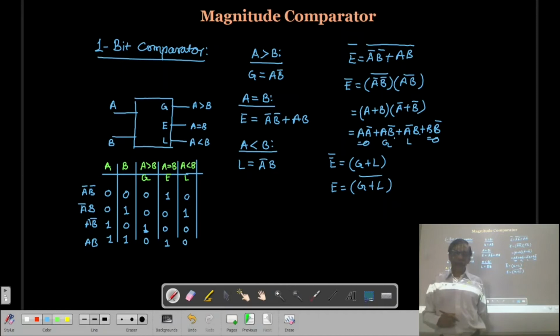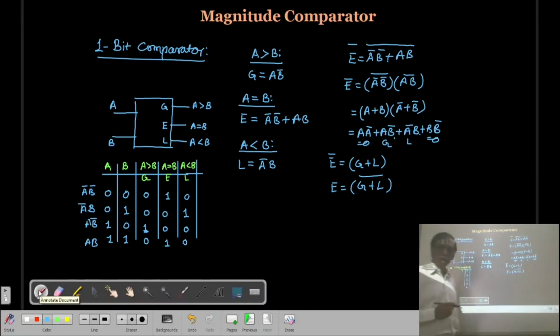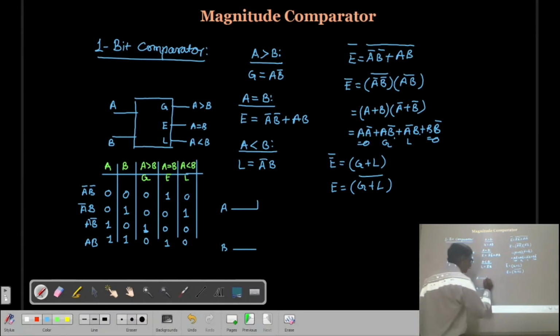Now if we draw the circuit diagram, what will the circuit be? Let us draw it. We have two inputs, so I will draw a line. This is my A input and this is my B input. Correct? And in both cases, we require the complement also. This complement we can generate using a NOT gate. So this will be your A bar, and here you can generate B bar with this NOT gate.